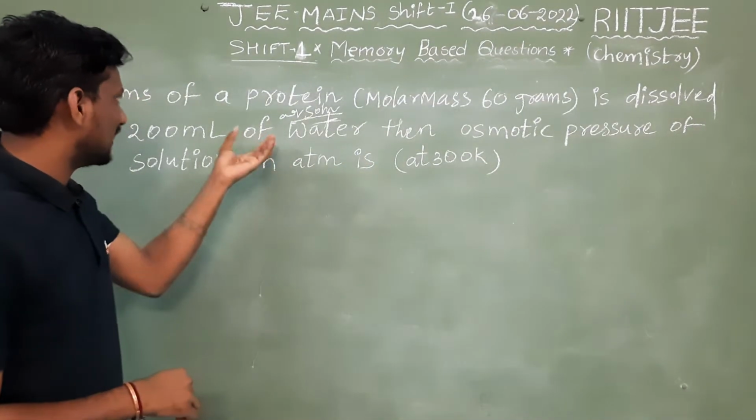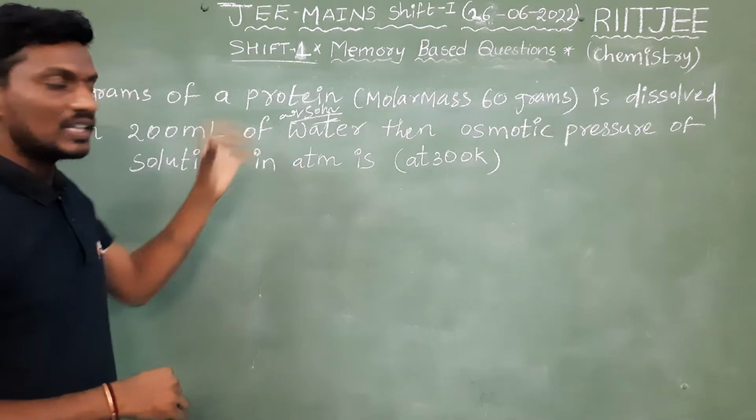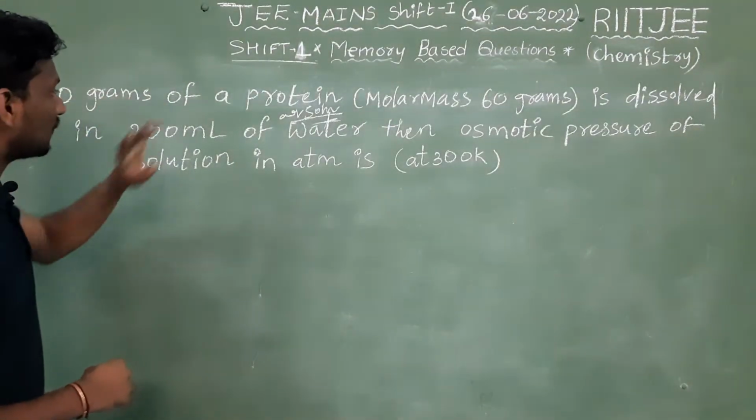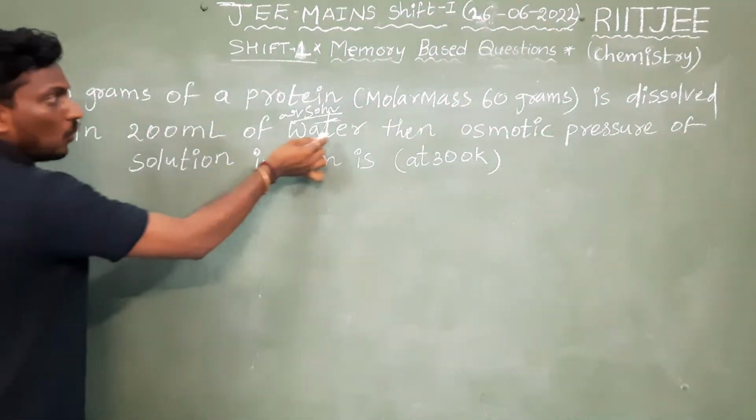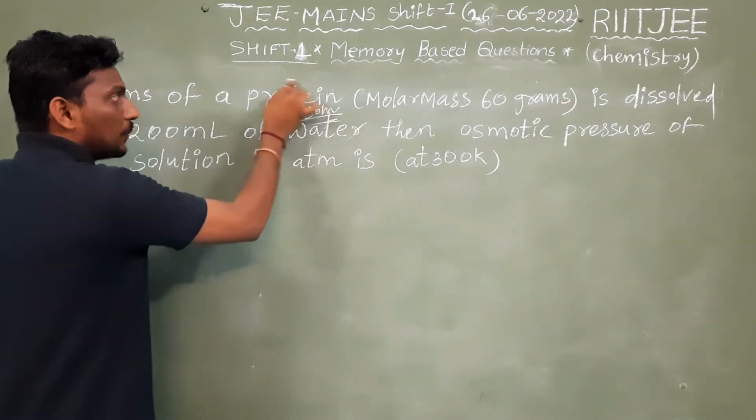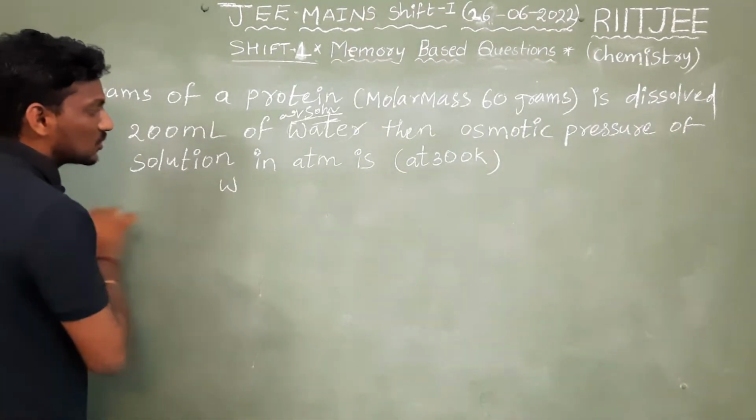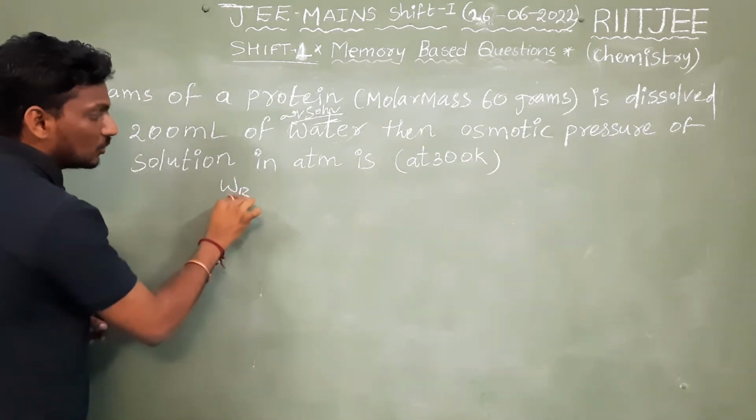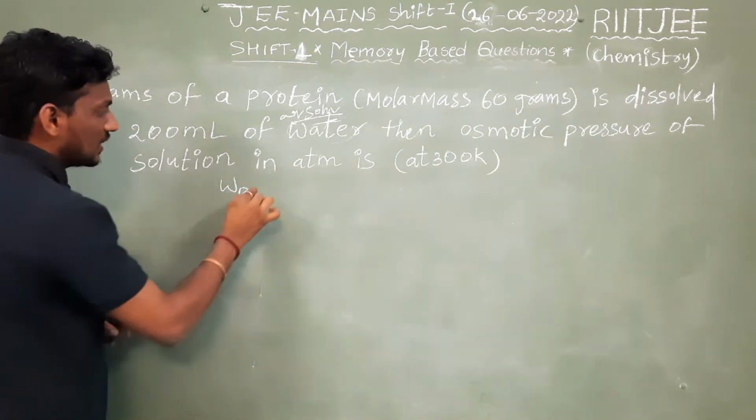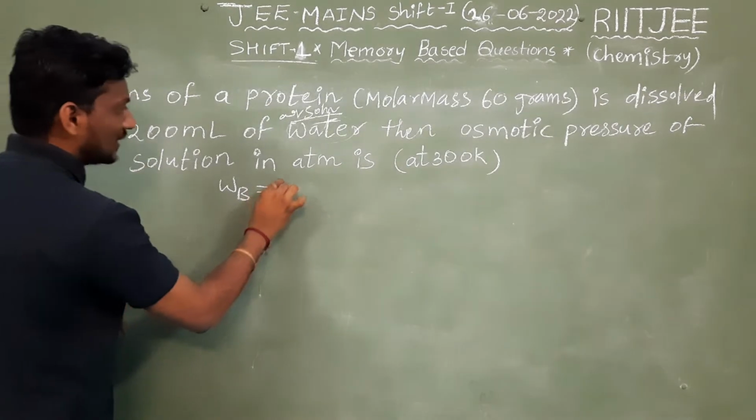So let us see the data which is given in the question. 10 grams of a protein. So here water is the solvent and protein is the solute. Now the weight of solute, I am indicating with a B symbol. The weight of solute they have given is 10 grams.